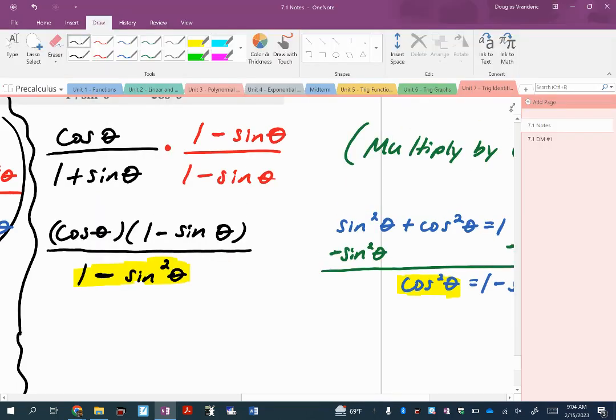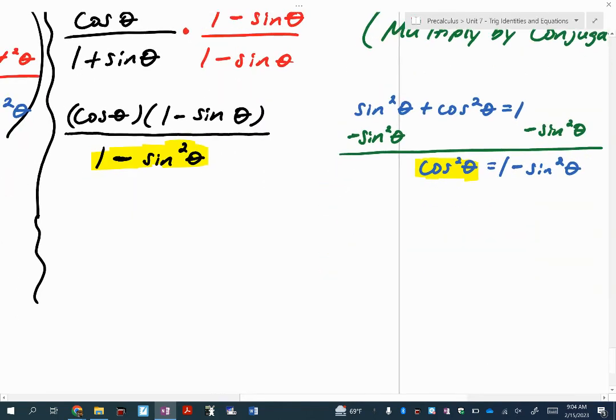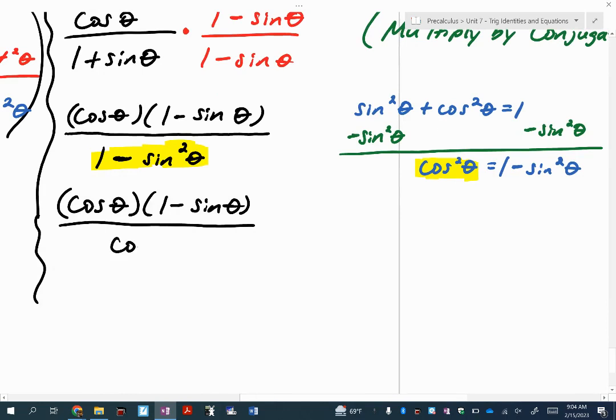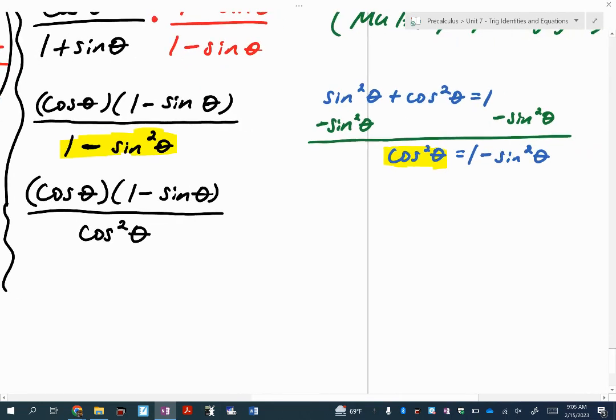So let's go and replace that, which will be cosine of theta, don't touch the numerator yet, over cosine squared theta. Okay, so that's all that work I did there to replace the denominator.